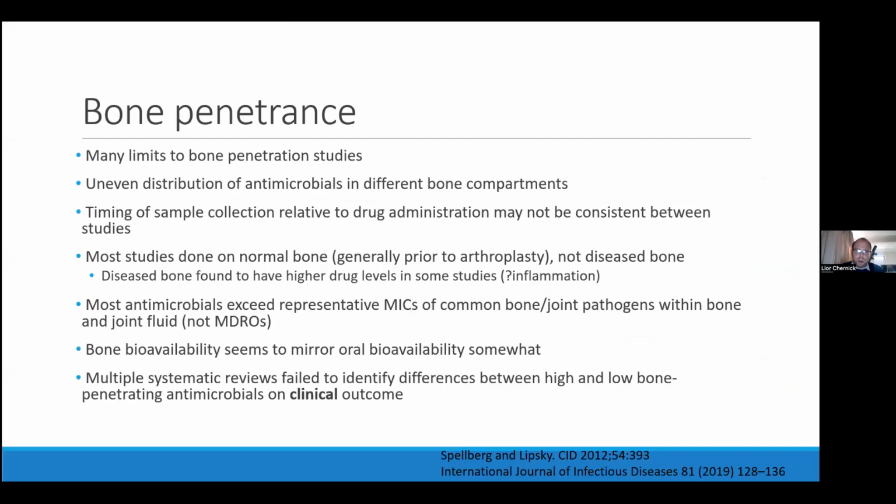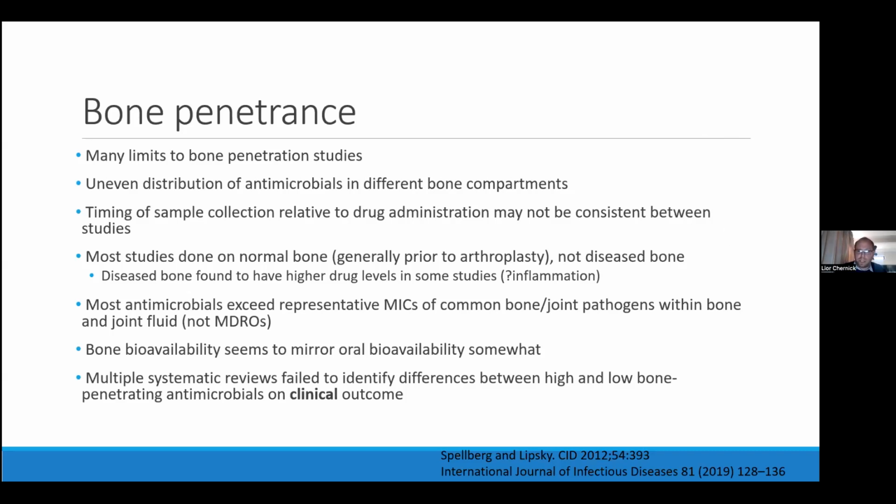So there are many limits to bone penetration studies. There's an uneven distribution of antibiotics into the different compartments. The timing of sample collection relative to drug administration is not always consistent in many of the studies. Most studies, the way these were done, was on normal bone. So prior to arthroplasty, you would enroll your patient, and then they would resect the femoral head and send that off, and they would do the arthroplasty on the patient.